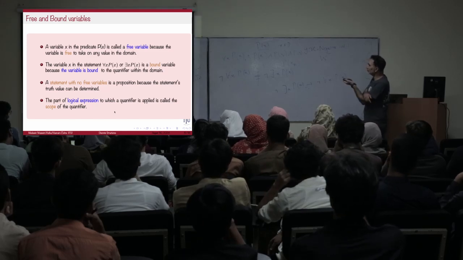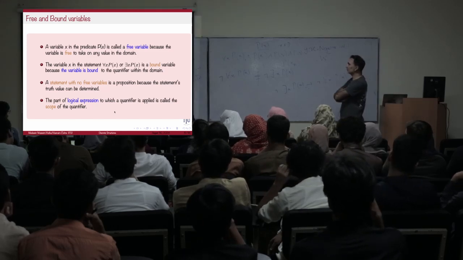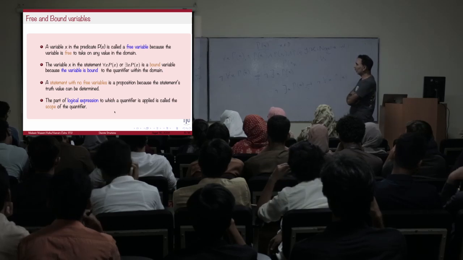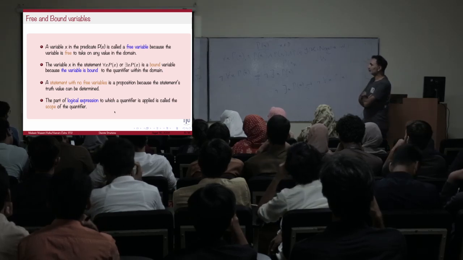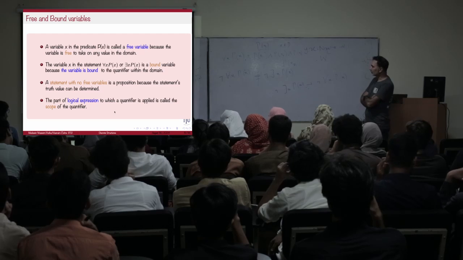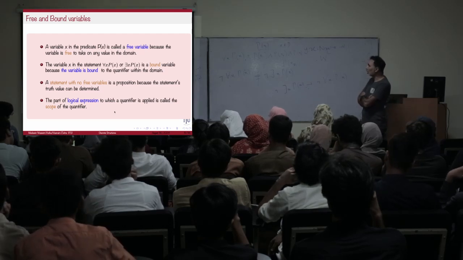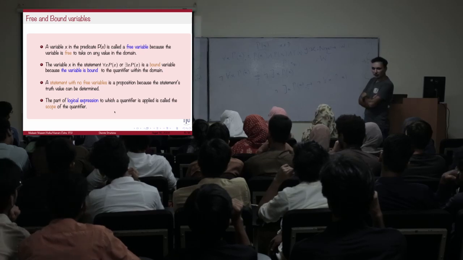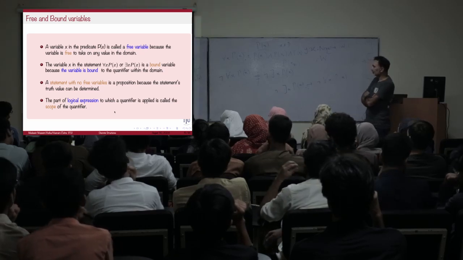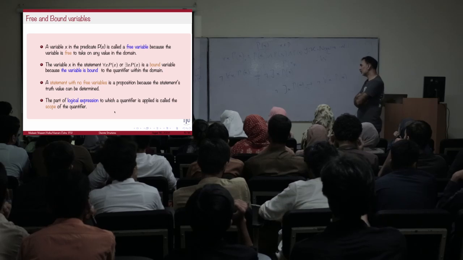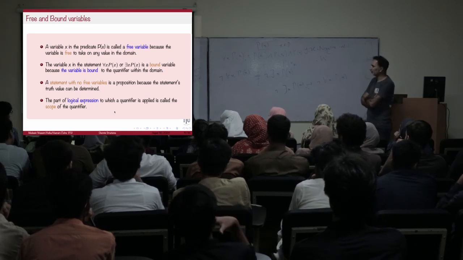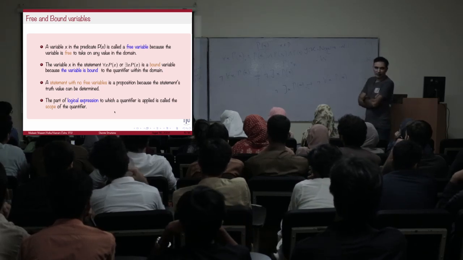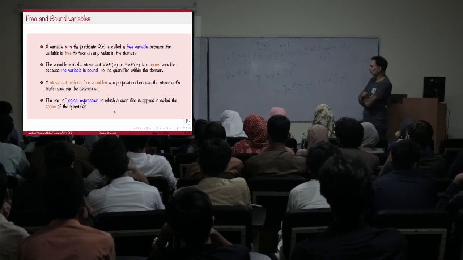Let's just read through the definition. A variable x is a free variable because the variable is free to take any value. The variable x in the statement "for all x, P(x)" or "there exists x, P(x)" is bound. We have bound it here. A statement with no free variables is a proposition. You need to bind every variable to make a predicate a proposition.